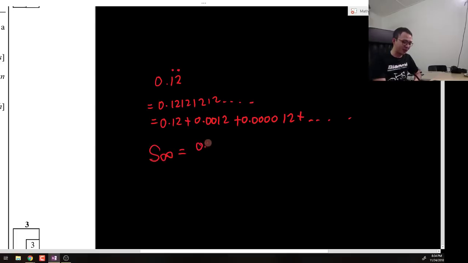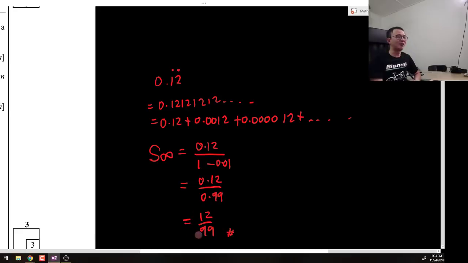A is 0.12, over 1 minus r. R is 0.01. Then you will have 0.12 over 0.99. Then you will get 12 over 99. Yeah, and you can try to type in your calculator 12 over 99 will equal 0.12 recurring. Yeah, this is what happens for recurring decimals.